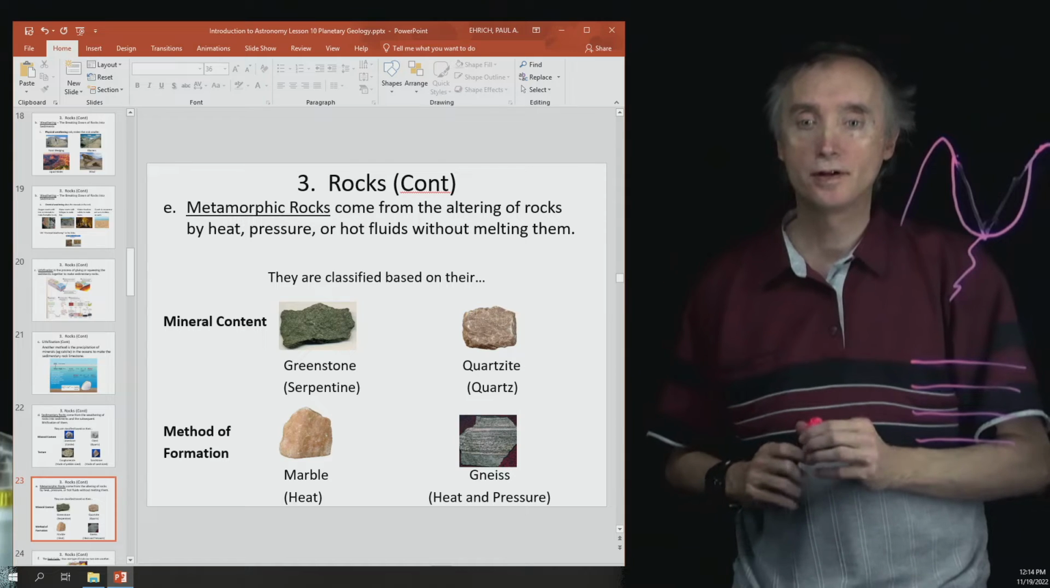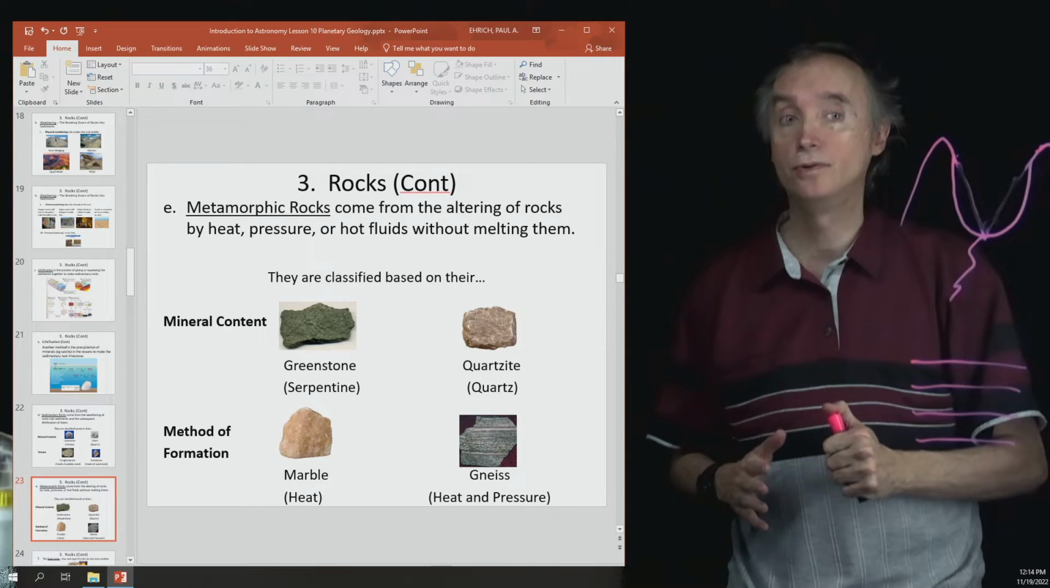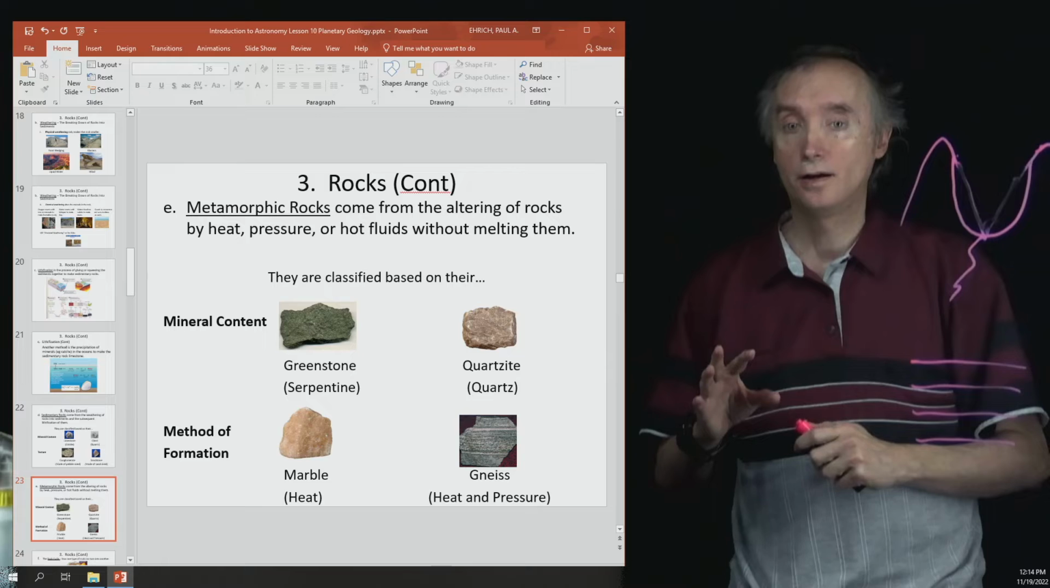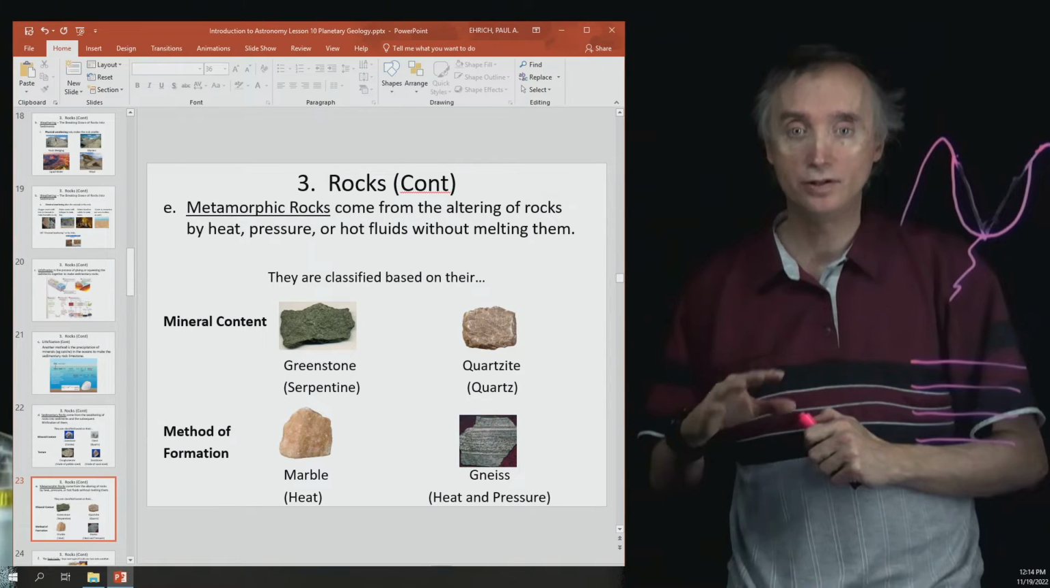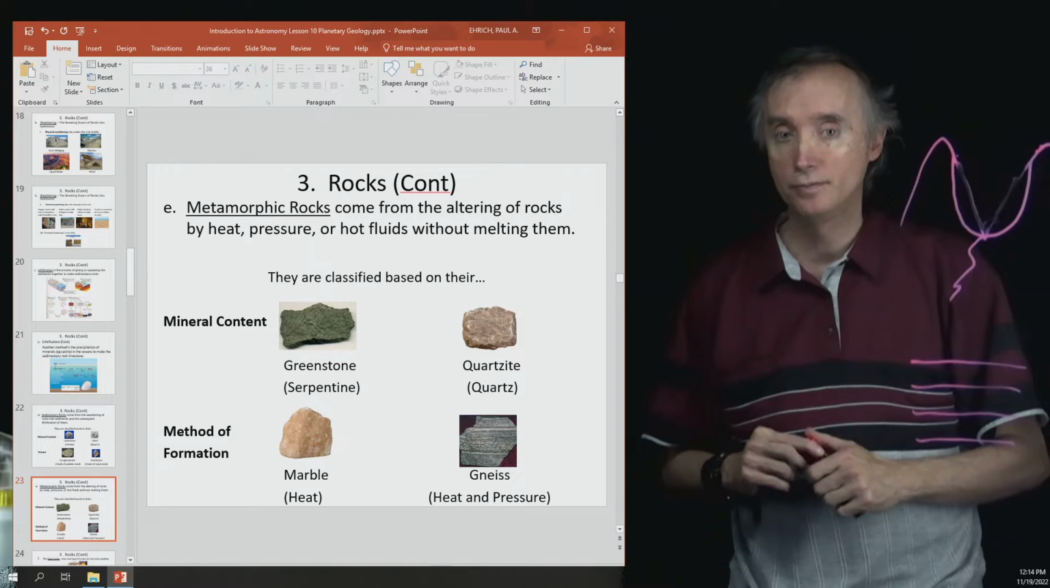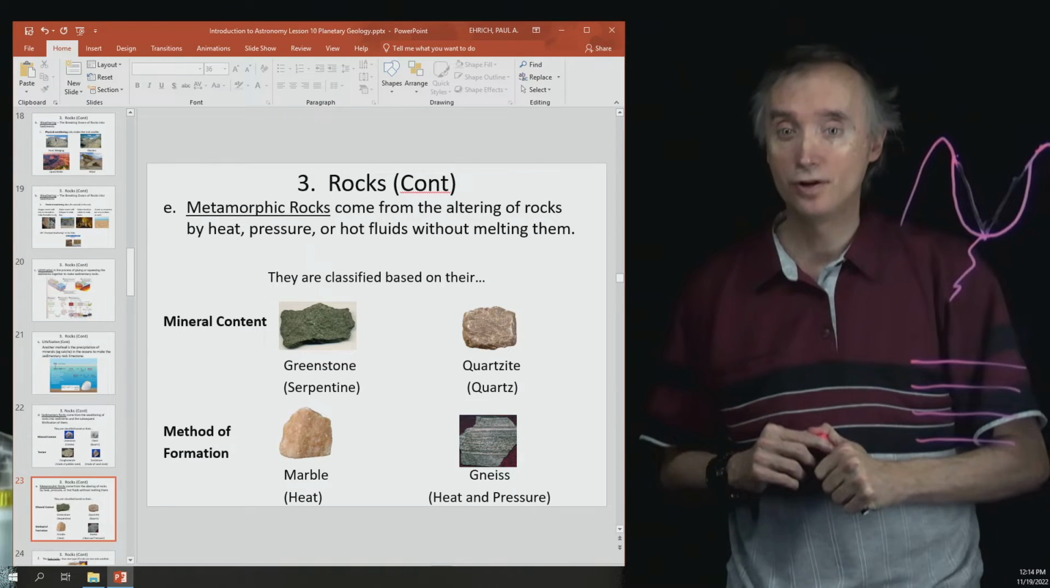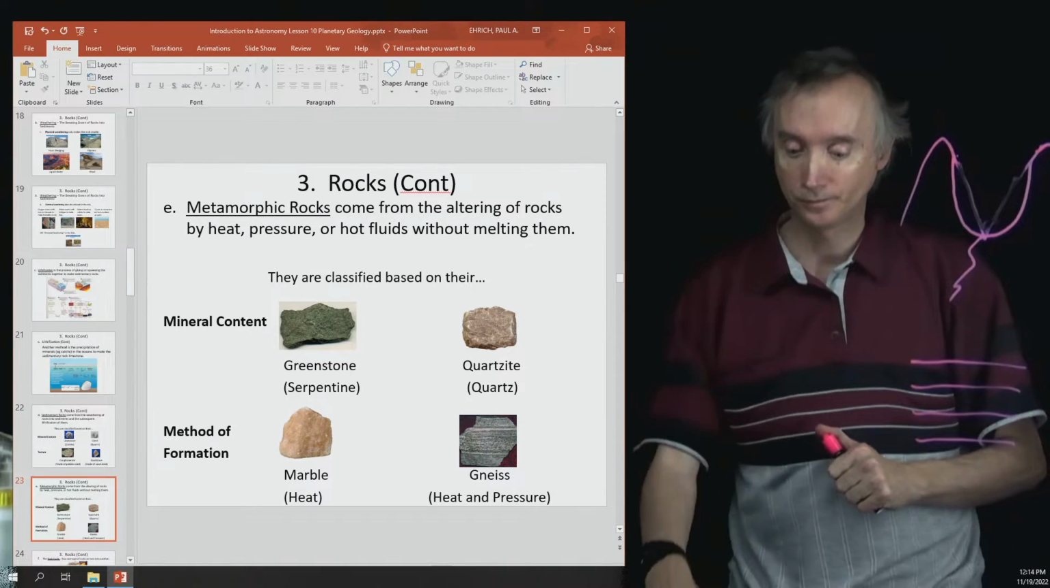Now, for purposes of the exam, I'm not going to ask you for any of the metamorphic rocks. So you don't need to know the names of any metamorphic rock, but you should know where they come from.